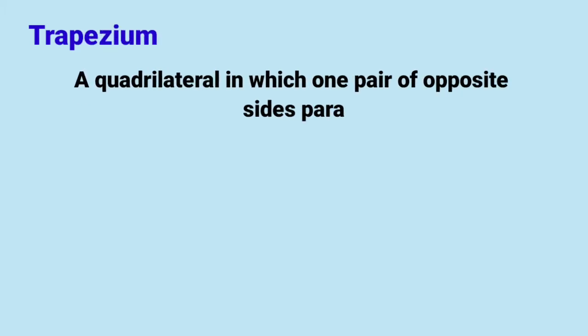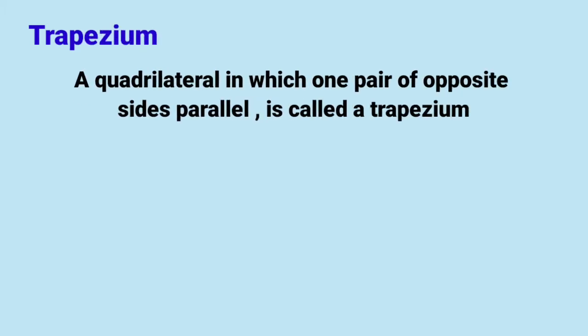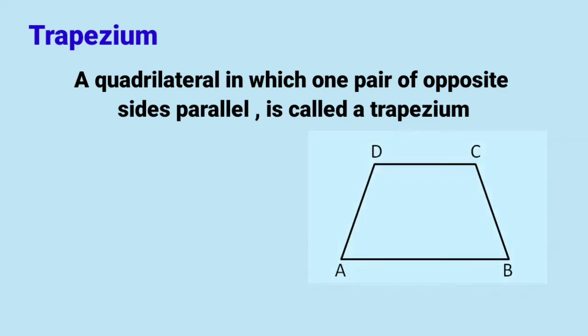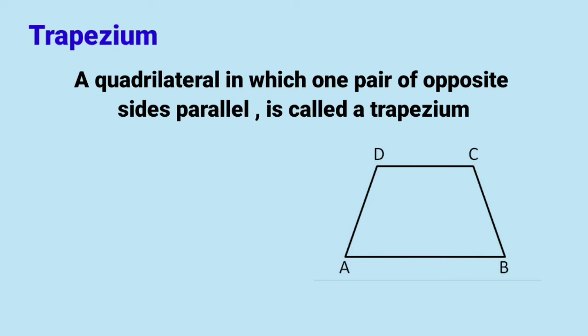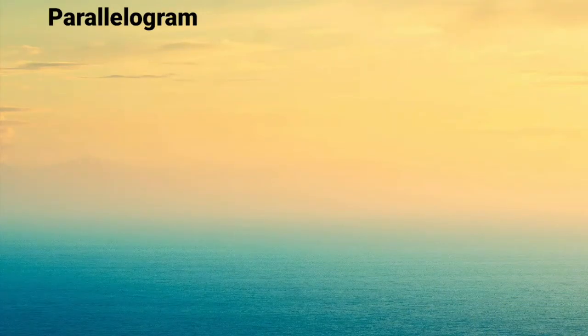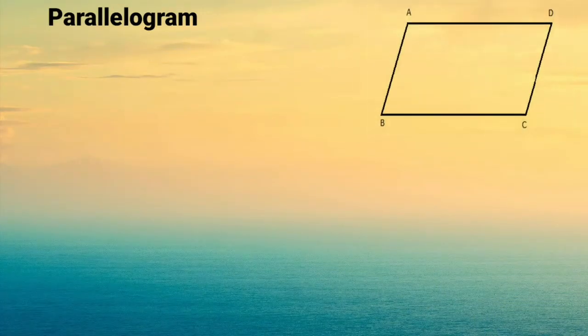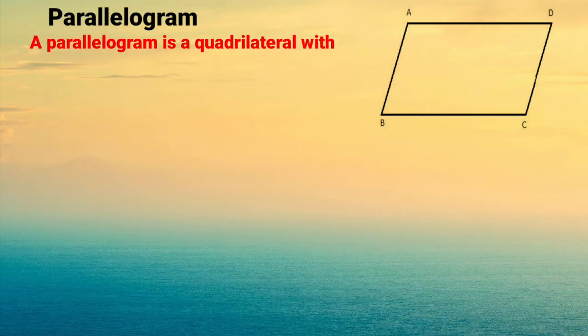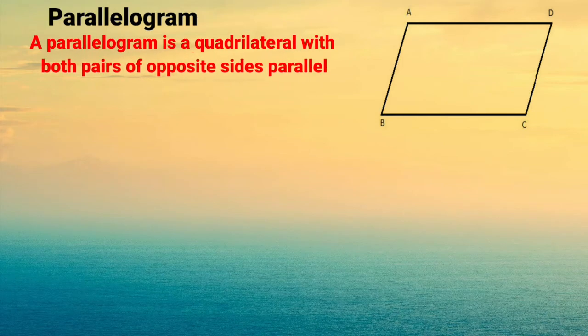First one is trapezium. A quadrilateral in which one pair of opposite sides is parallel is called a trapezium. So this is a trapezium ABCD where one pair of opposite sides is parallel. So AB is parallel to CD. Next we have parallelogram. A parallelogram is a quadrilateral with both pairs of opposite sides parallel.